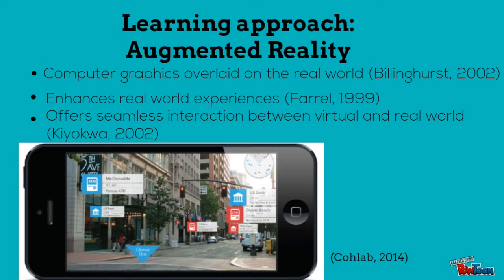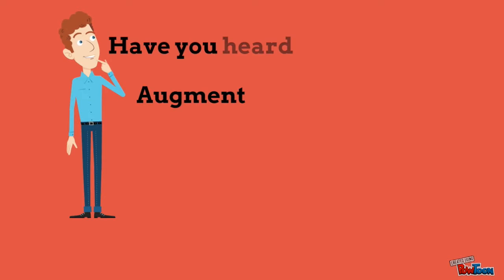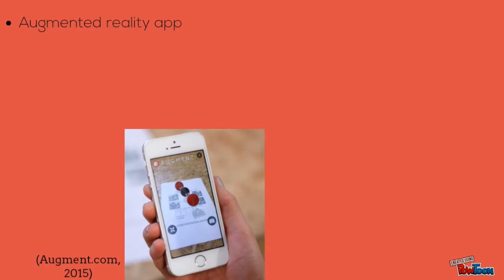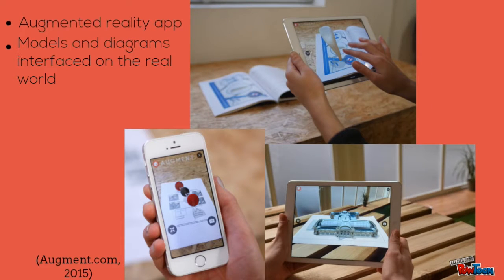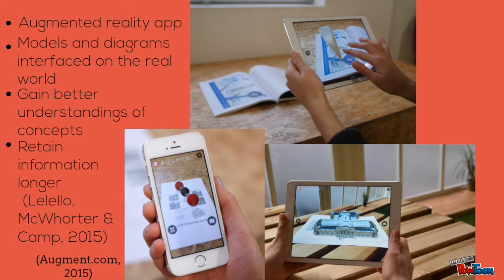Now for some examples of these learning approaches. Let us first start off with two educational apps. Have you heard of the Augment app? If you haven't, it's an augmented reality app that allows students to look up models and diagrams and have them interfaced on the real world on any device at any time, as seen in the picture to the right. It helps students to gain a better understanding of concepts, capturing their attention, and thus they will retain the information learned for a longer period of time.